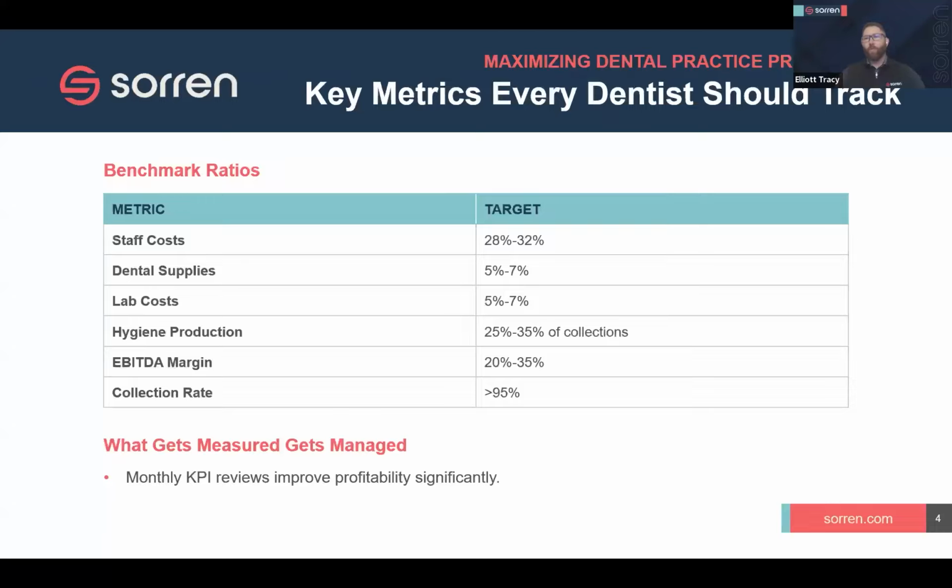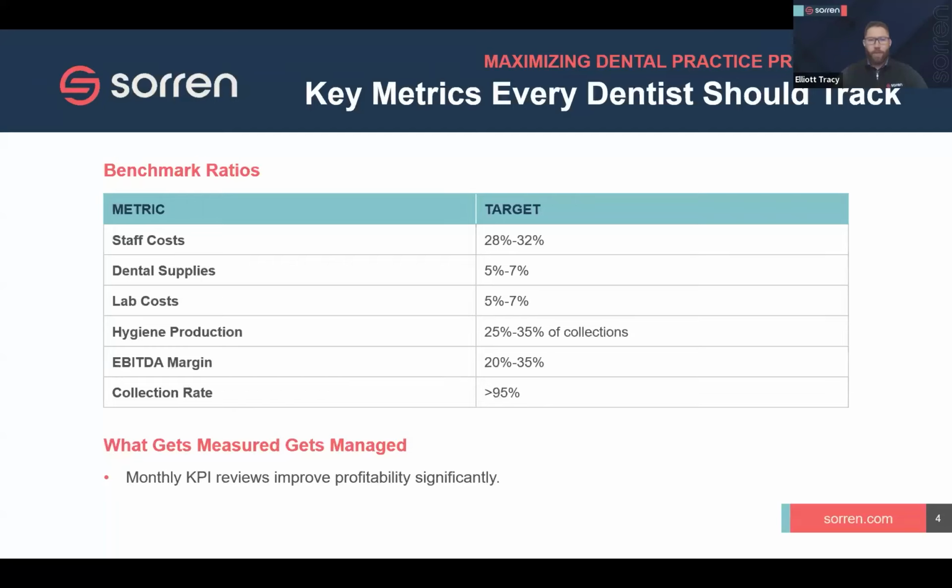So also in a general office, the hygiene production needs to be between 25 to 35%. The hygiene production is really going to drive the production of the dentist and create more profitability. And that's extremely important. So we need to have good hygiene production. Dentists should not be doing a ton of hygiene. It should be handled by the hygienist, obviously. And with that being a good percentage, it's going to drive everything else.